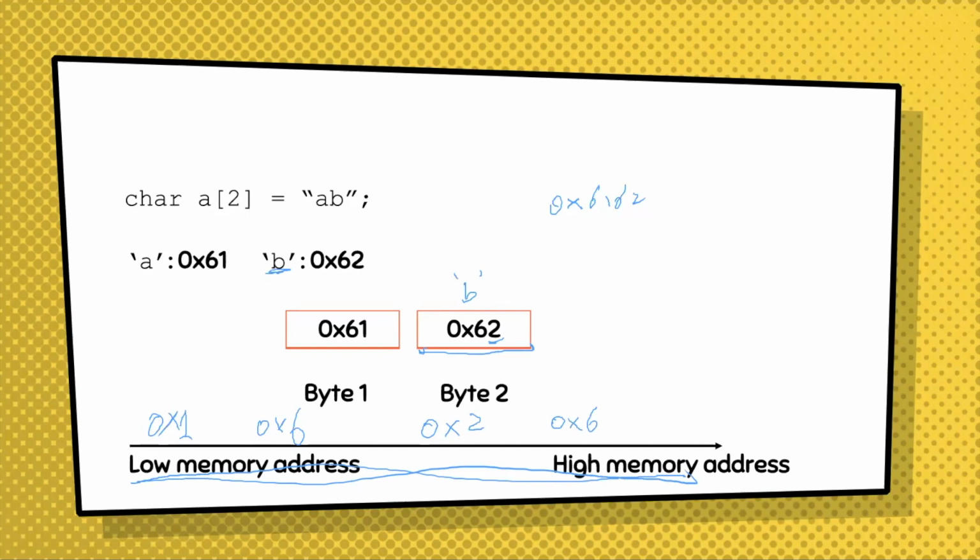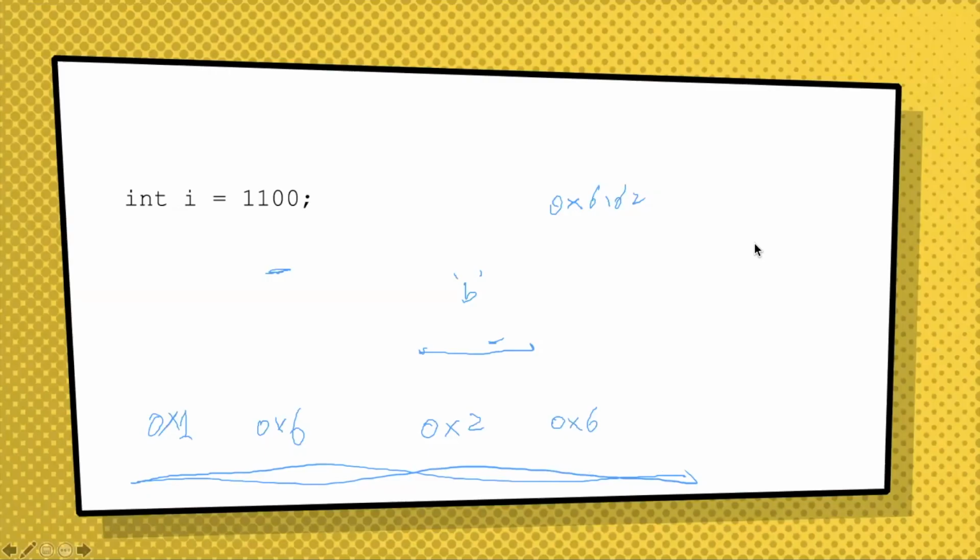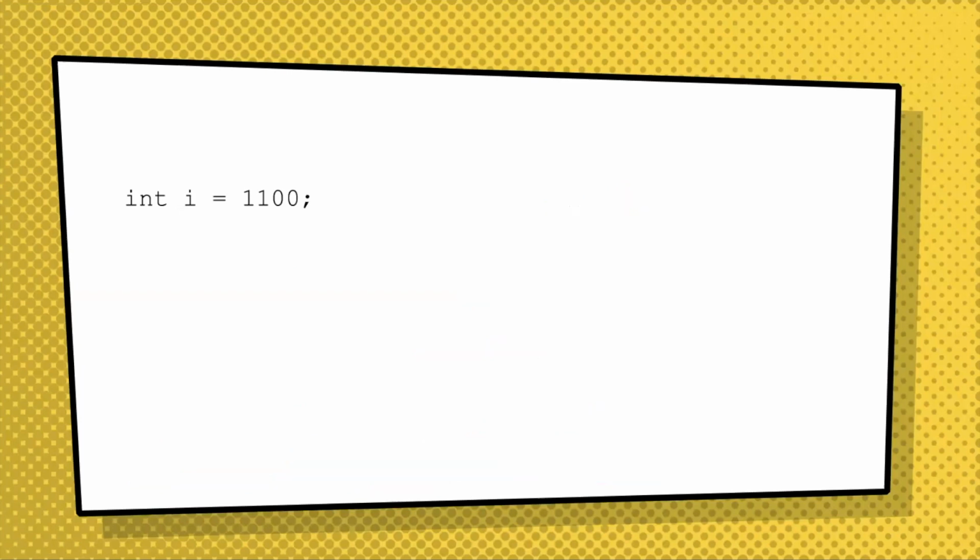Okay, and then to be more concrete, let's take a look at another example, which is an argument of type integer. Suppose that we have an integer, and the value of this integer is 1,100. Okay.